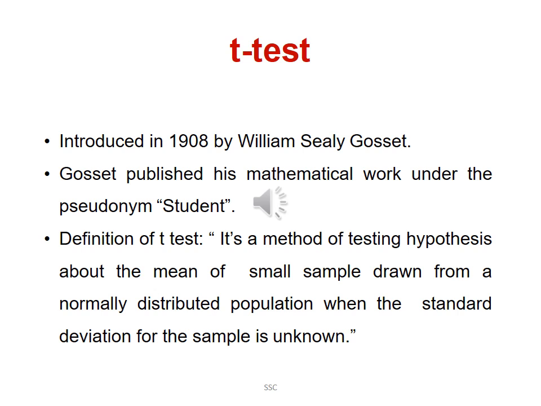The t-test was introduced in the year 1908 by William Sealy Gosset. Gosset published his mathematical work under the pen name of Student. The definition of t-test is the method of testing hypothesis about the mean of a small sample drawn from a normally distributed population when the standard deviation for the sample is unknown.